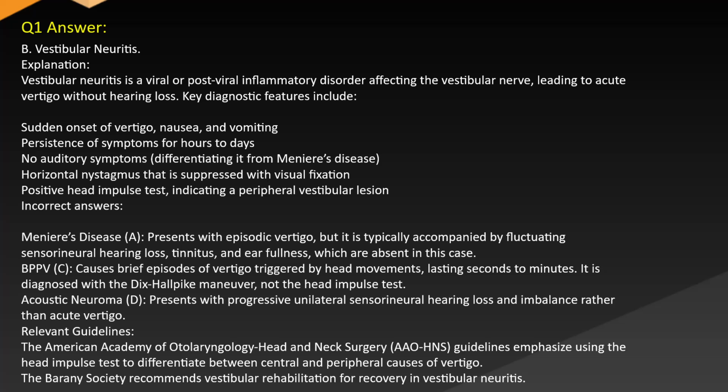Incorrect answers: A. Meniere's disease presents with episodic vertigo, but it is typically accompanied by fluctuating sensorineural hearing loss, tinnitus, and ear fullness, which are absent in this case. C. Benign paroxysmal positional vertigo causes brief episodes of vertigo triggered by head movements, lasting seconds to minutes. It is diagnosed with the Dix-Hallpike maneuver, not the head impulse test. D. Acoustic neuroma presents with progressive unilateral sensorineural hearing loss and imbalance rather than acute vertigo.